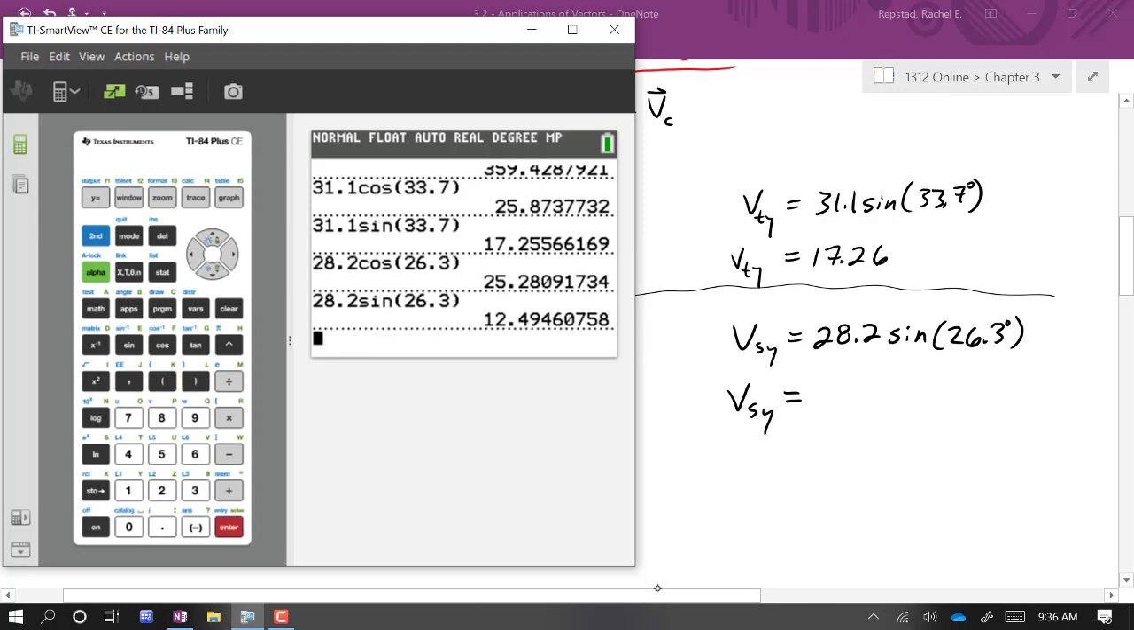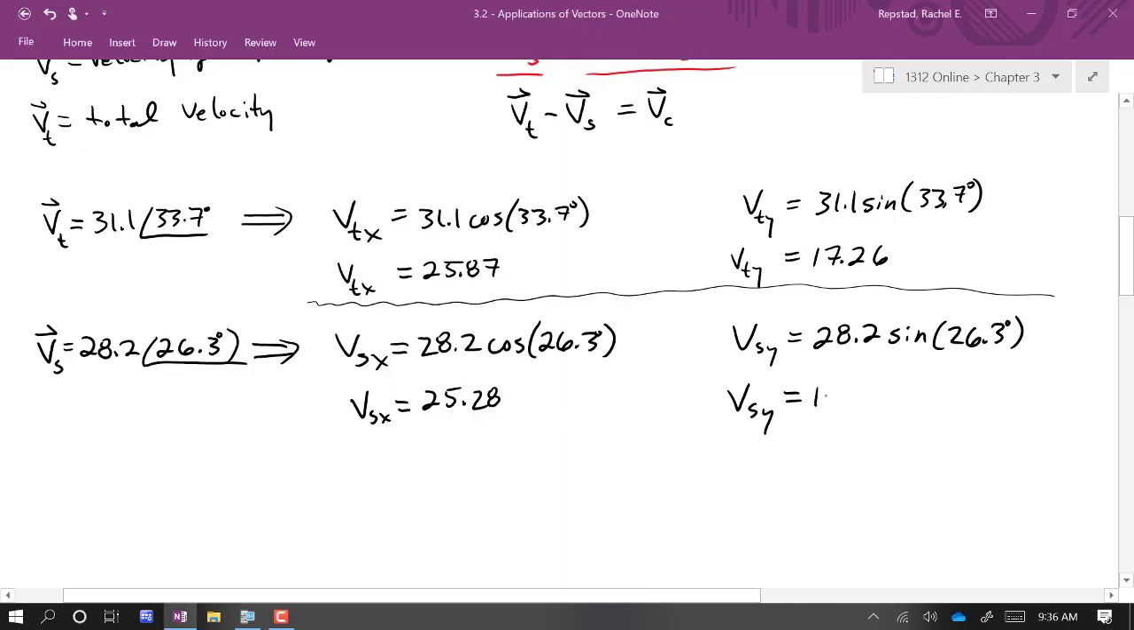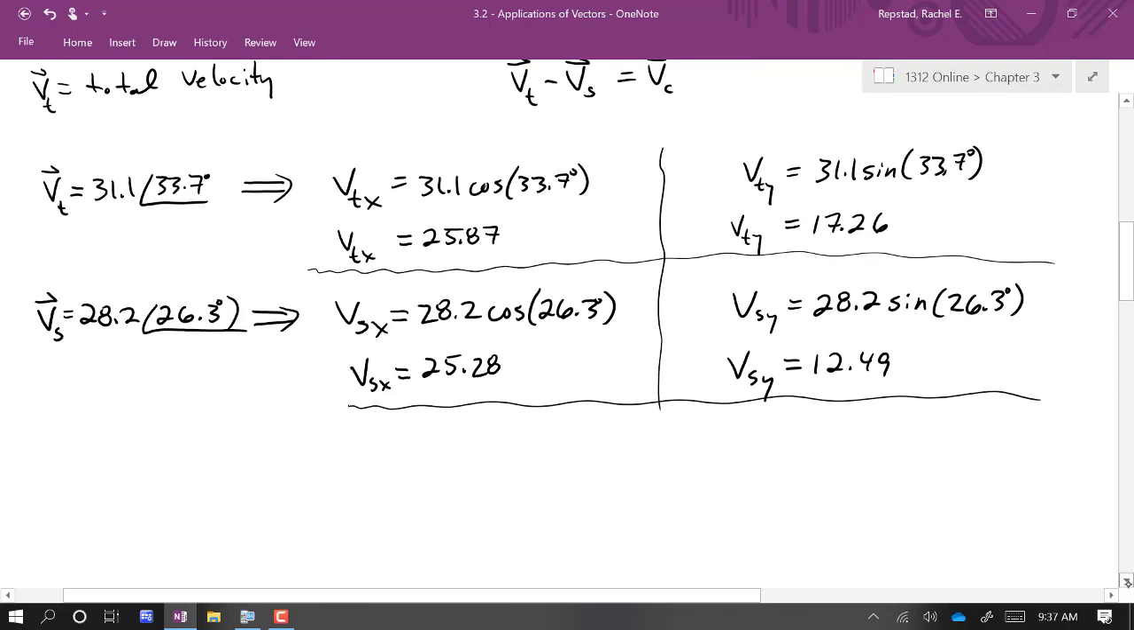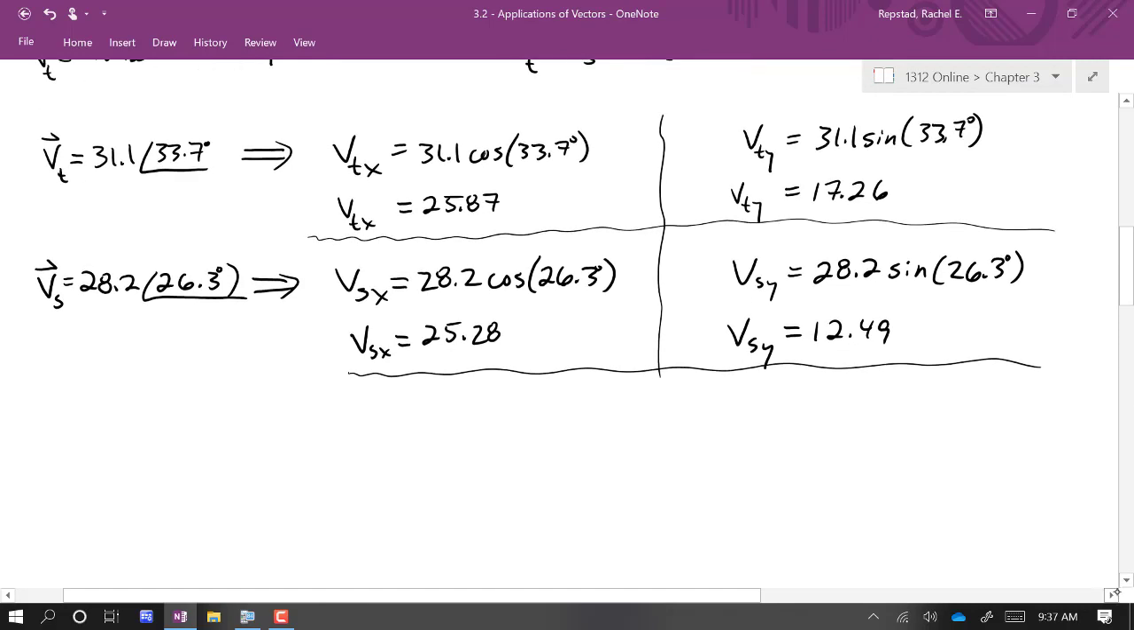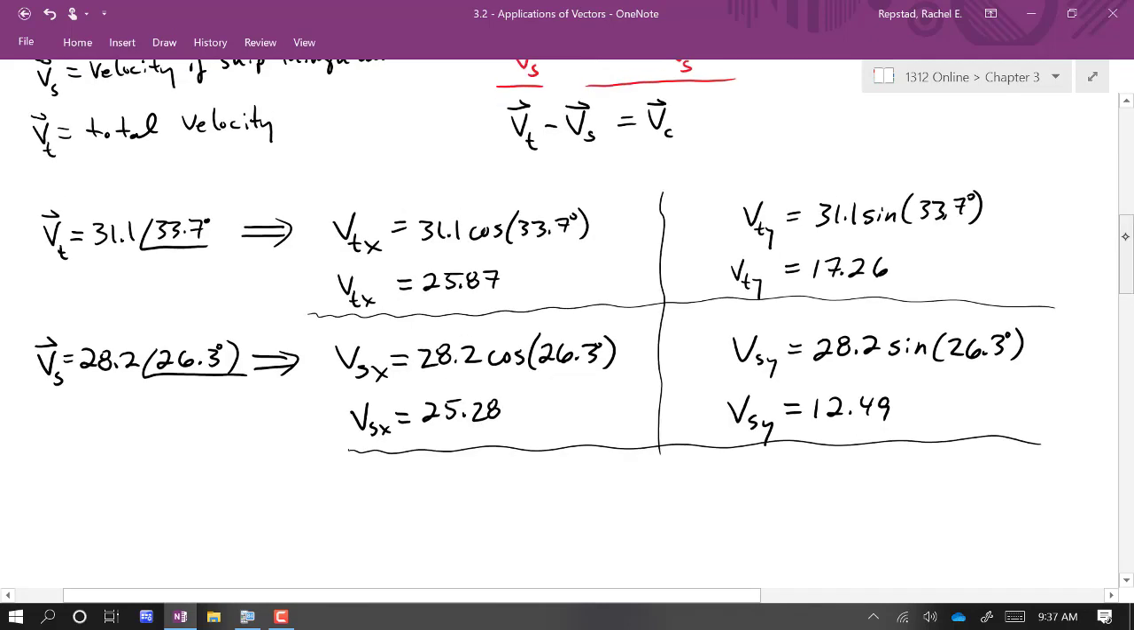And that's 12.49. Okay, so now that we have these components, we can find the velocity of the current. We can get the components for the velocity of the current. So this relationship up here, we kind of figured out how the velocity of the current is related to the total velocity and the velocity of the ship through the water. So that applies to the components.